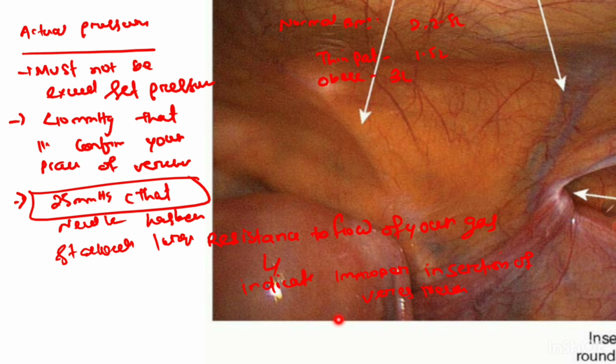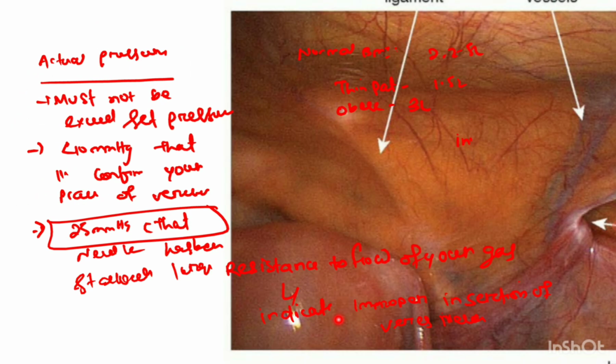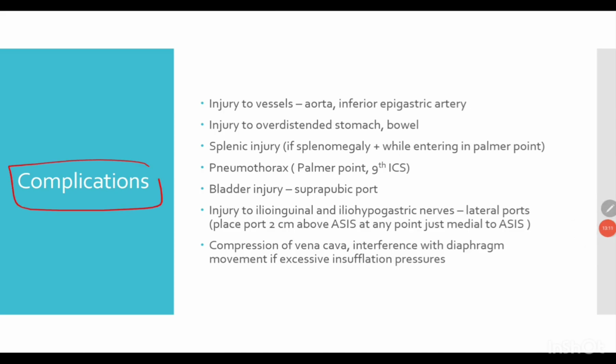Okay, what are the complications? Already you know there is injury to the omentum, bowel, vessels, bladder, and injury to the gut. Management of complications: don't remove the needle, explore the abdomen. What is the management of your complications? So what are the complications during Veress needle insertion or your trocar entry?